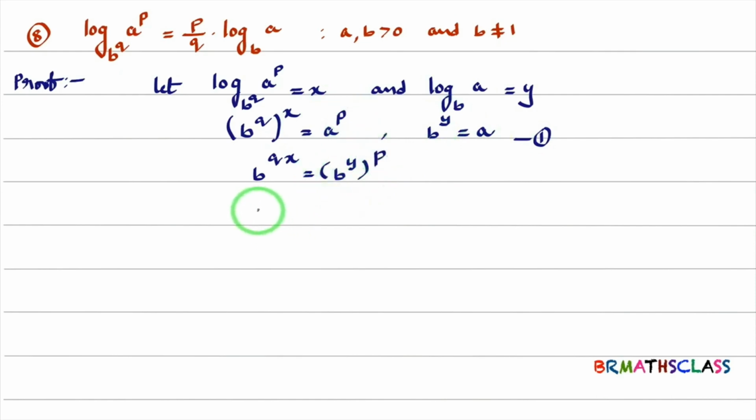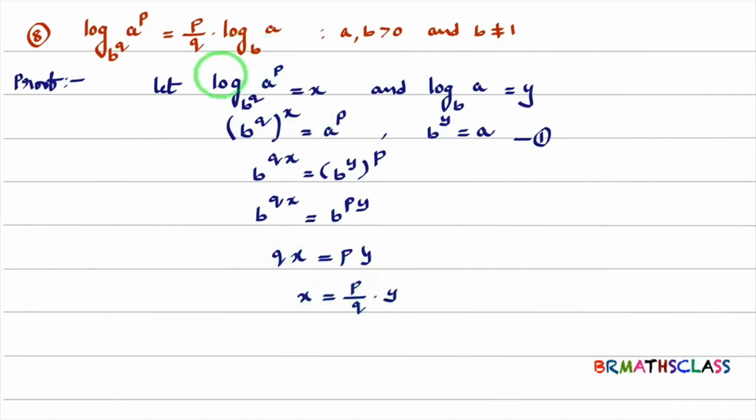Okay, so what will you get here? b power qx equal to, this is of the form (a power m) whole power n, so this is b power py. As bases are equal, powers will also be equal. So what will you get here? qx equal to py. So what is x from this? You take q to this side. What will you get? p by q into y.